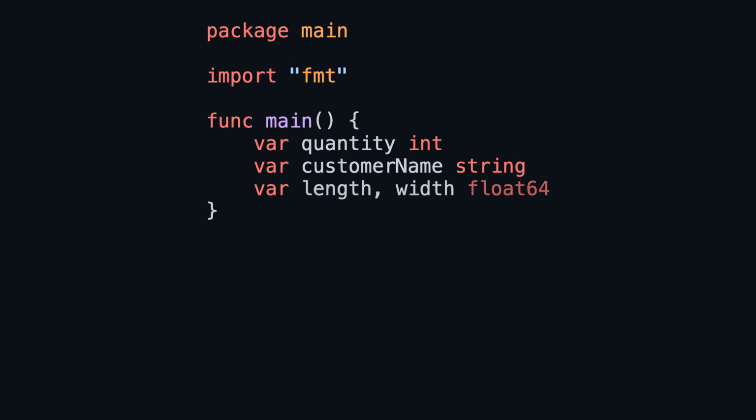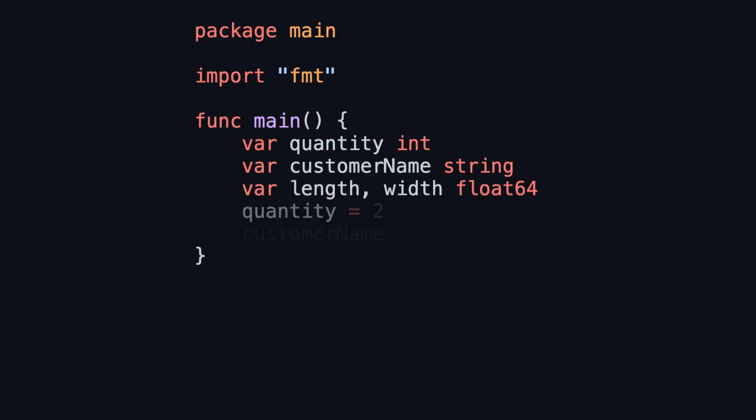Now, let's declare multiple variables in a single statement. We're adding two float64 variables, length and width. By declaring them together, we make our code more concise while still maintaining clarity. These variables will later help us calculate areas or other measurements.